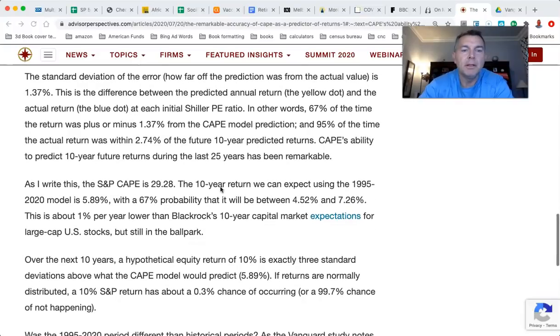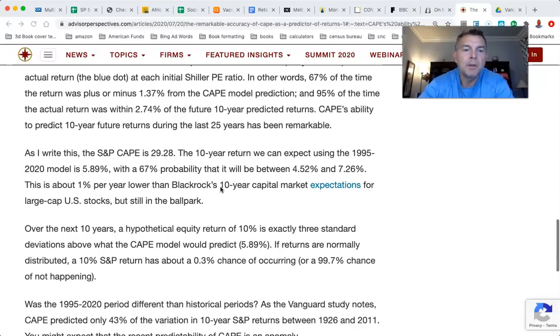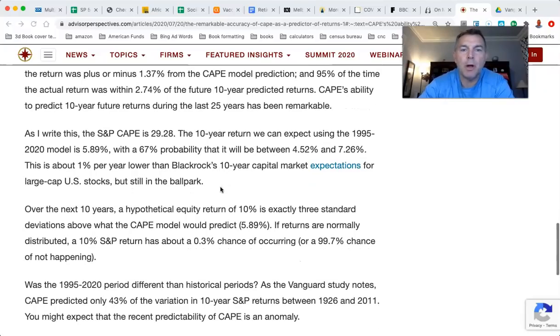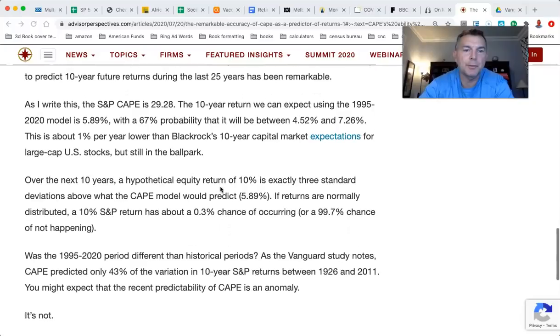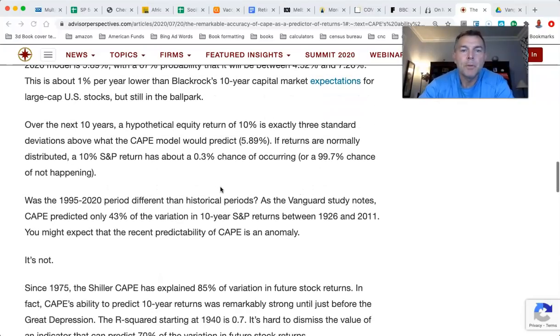As I write this, the S&P 500 CAPE is 29. The 10-year return we can expect using the 1995 to 2020 model is 5.89. With 67% confidence, it'll be between 4.5 and 7.26. This is about 1% a year lower than BlackRock's 10-year capital market expectations for U.S. stocks, but still in the ballpark. Over the next 10 years, a hypothetical equity return of 10% is exactly 3 standard deviations above what the CAPE would predict. And if returns are normally distributed, a 10% S&P return has about a 0.3% chance of occurring, or 99.7% chance of not occurring.